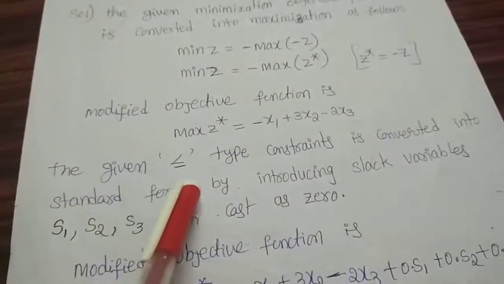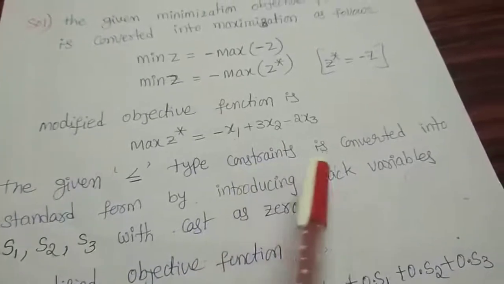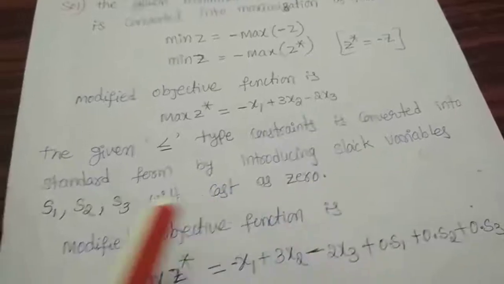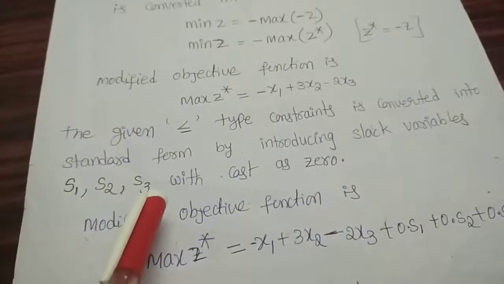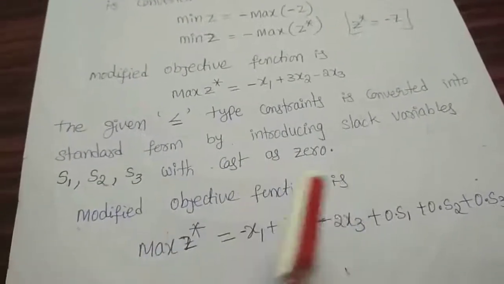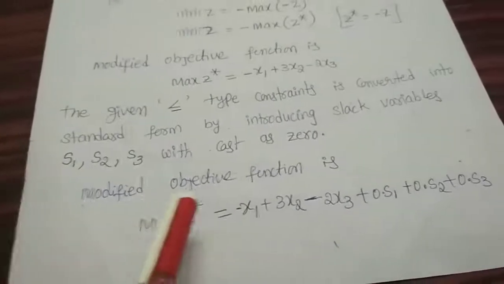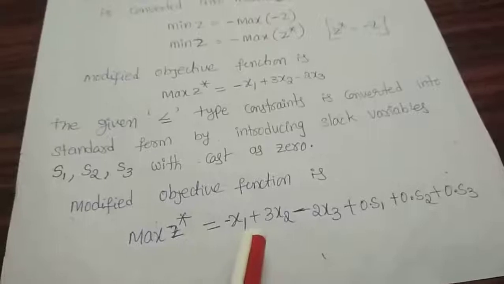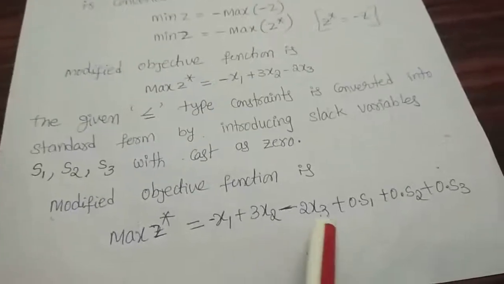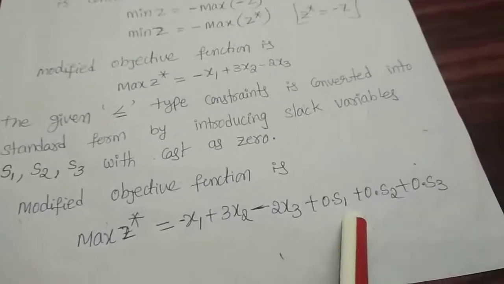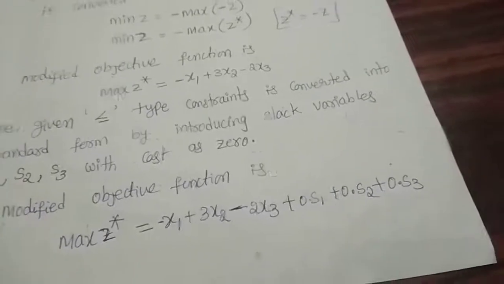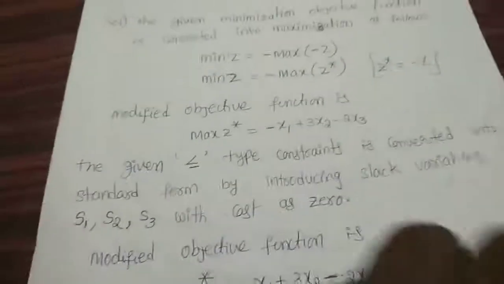The given less than or equal to type constraints are converted into standard form by introducing slack variables s1, s2, s3 with cost 0. Now the modified objective function is maximum of z star equal to minus x1 plus 3x2 minus 2x3 plus 0 into s1 plus 0 into s2 plus 0 into s3. Now coming to the constraints.